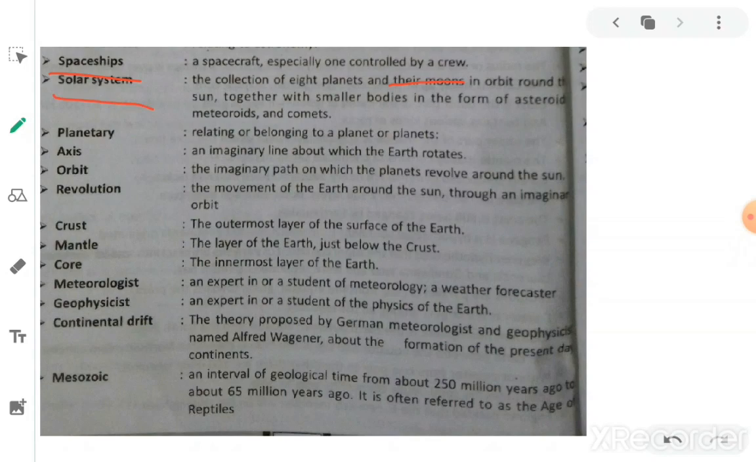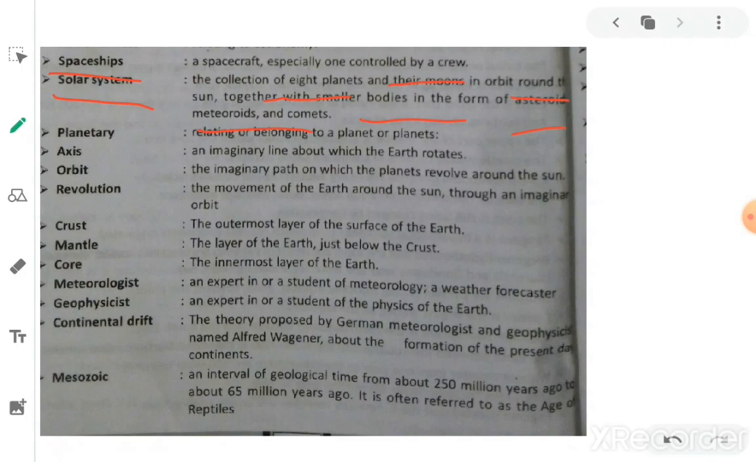Next one is solar system. The collection of 8 planets and their moons in orbit around the Sun, together with smaller bodies in the form of asteroids, meteoroids, and comets. Solar system is nothing but a combination of different planets, stars, sun, moon, called as one solar system. Previously we had 9 planets, but Pluto is removed from the list of the planets, and it is 8 planets, and each planet has some moons, like Earth. Earth has one moon. So like this, different planets also have some moons.